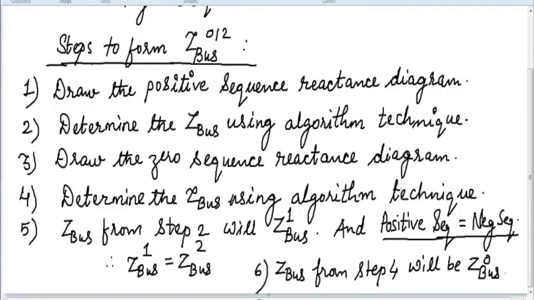Let us start with a sample numerical with the help of which we will be able to know how this Z bus 0, 1, 2 is formed. So let us write the numerical. Example 1. First we will draw the power system network and then we will see how to solve this particular problem. Everyone please draw this.